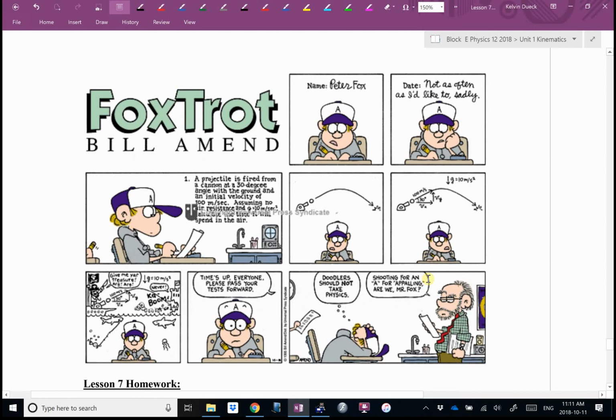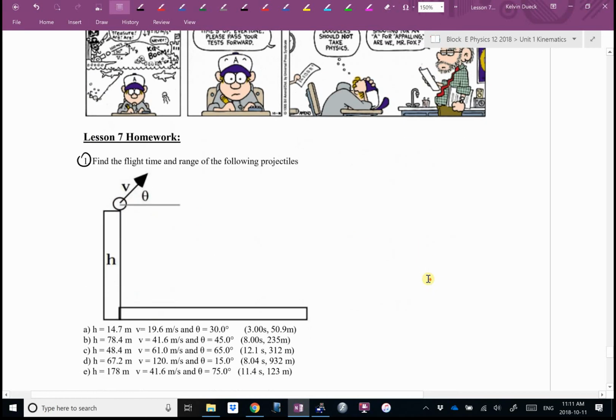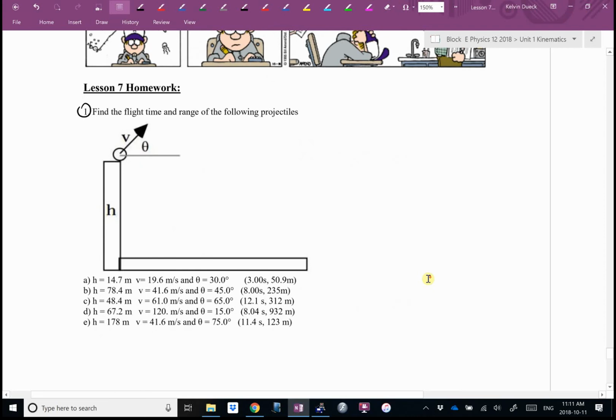Doodlers should not take physics. Shooting for an A for appalling, are we, Mr. Fox? Doodlers should take physics. I disagree with this. I already said you could do number 1. Yes?